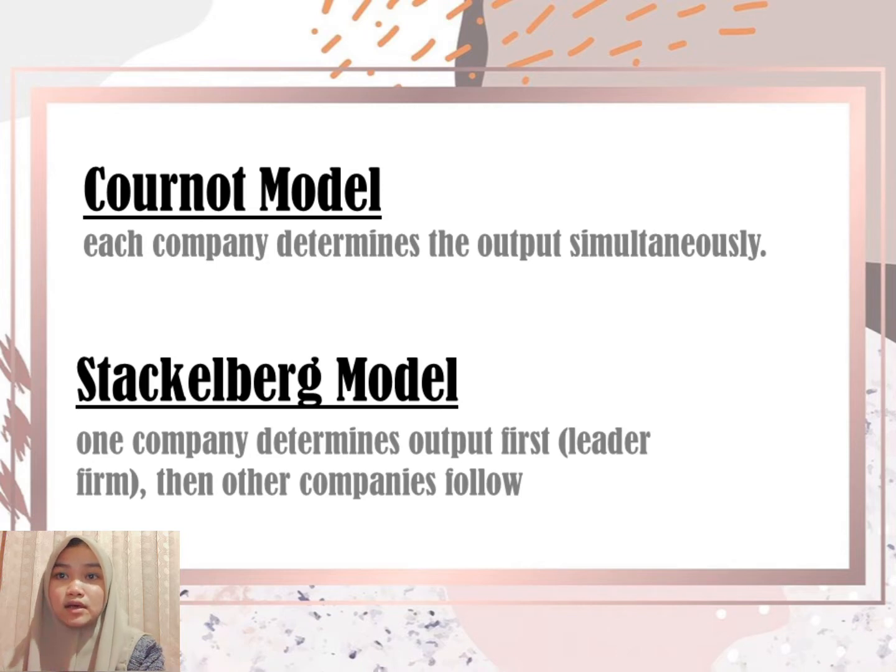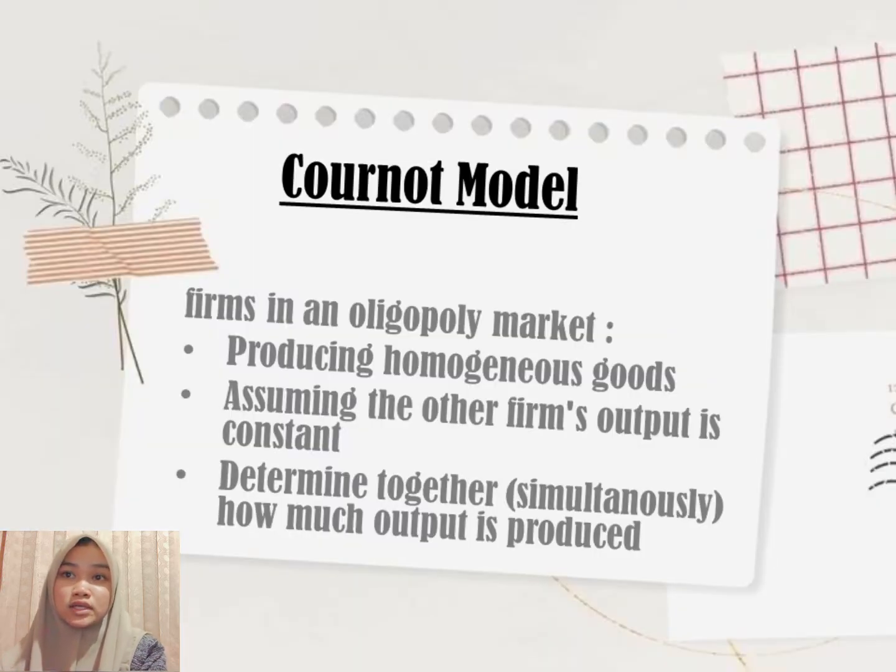Okay, next. What is actually the Cournot model? In the Cournot model, firms in an oligopoly market produce homogeneous goods, assuming the other firm's output is constant, and determine together, or simultaneously, how much output is produced.